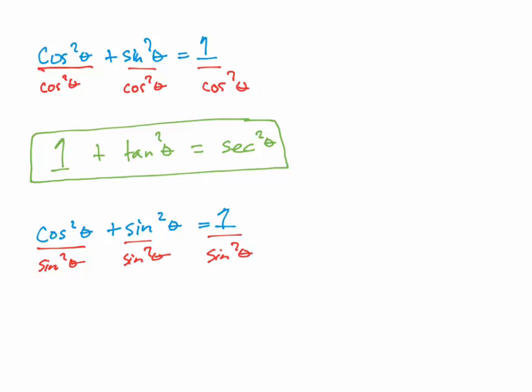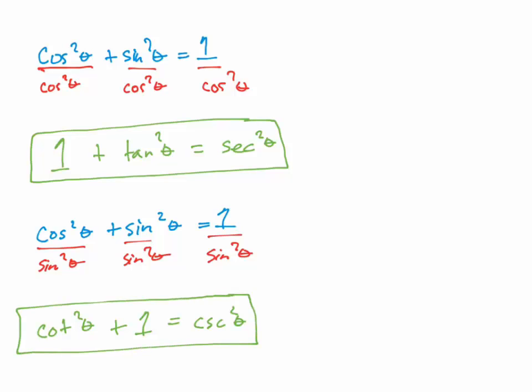Sine squared. And what we're going to end up with is cosine over sine, that's cotangent. So cotangent squared theta plus 1 is equal to 1 over sine squared. Well, that's cosecant, so we get cosecant squared theta. So this is a third version of the Pythagorean identity. So we have three different versions of the Pythagorean identity that we need to know.